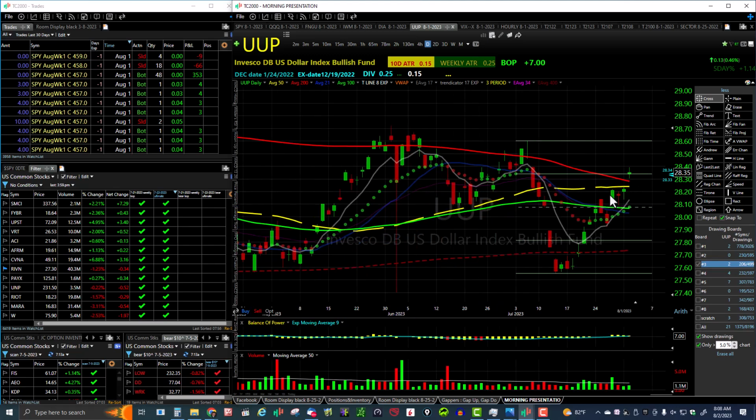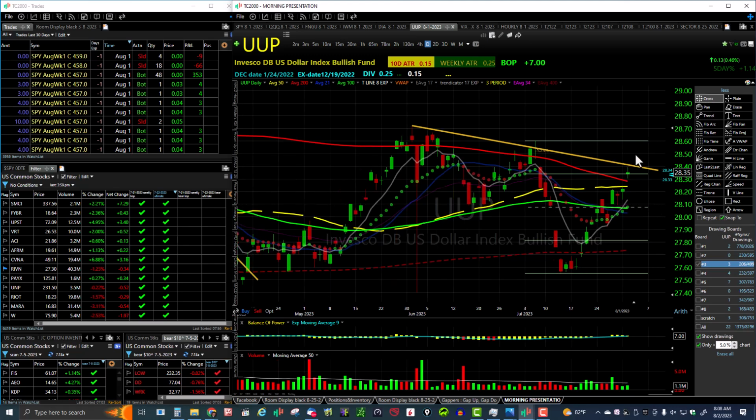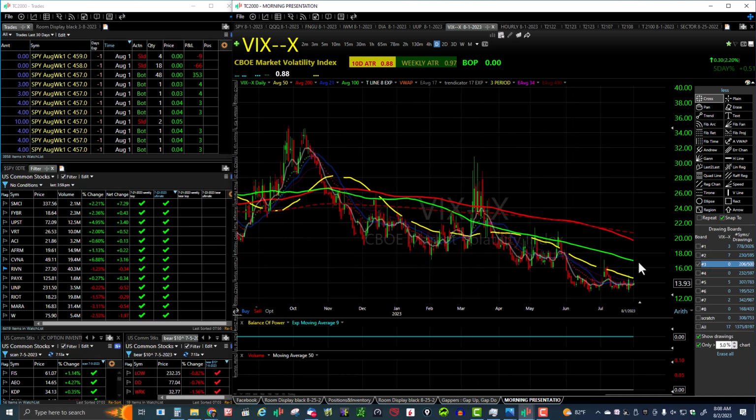So this is not good for the market, but we still remain under this downtrend line. So we'll see exactly where they want to call it tops, or if they're going to blast through. So dollar's been getting stronger. Now let's take a look at our VIX.